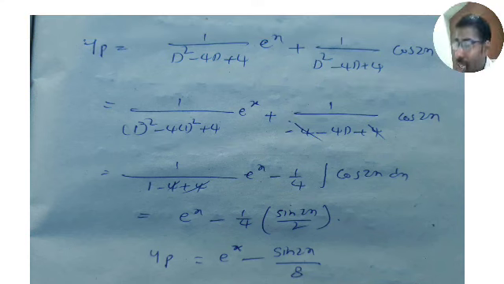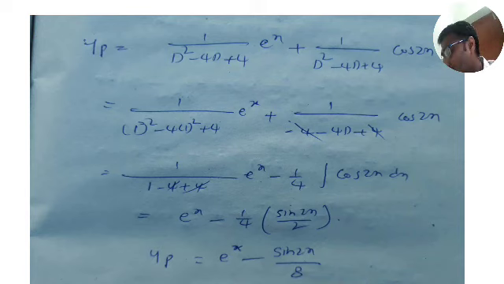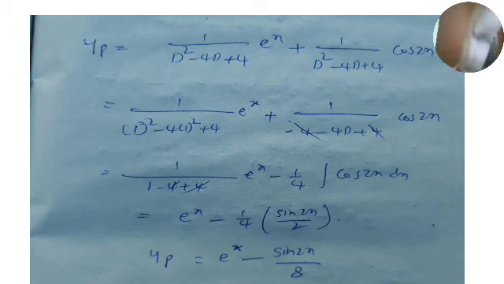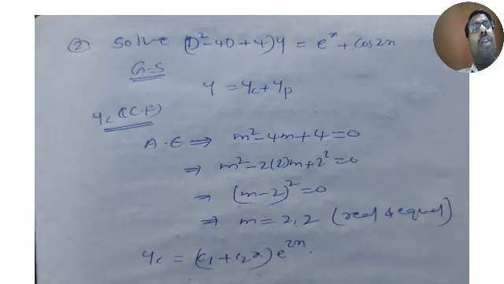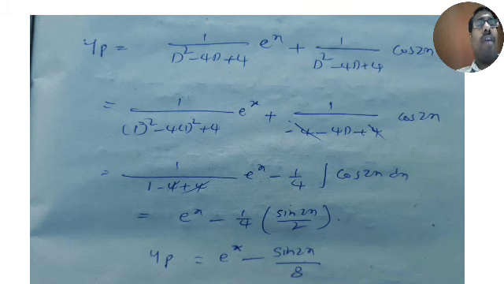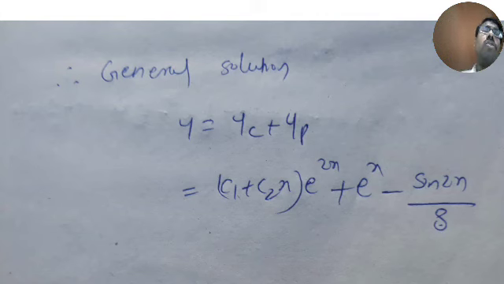So now what is the general solution? General solution is yc plus yp. We got yc as (c1 plus c2x) into e power of 2x, and yp is e power of x minus sin 2x by 8. Now the general solution is yc plus yp, that is (c1 plus c2x) into e power of 2x plus e power of x minus sin 2x by 8. This is the general solution for my second problem.